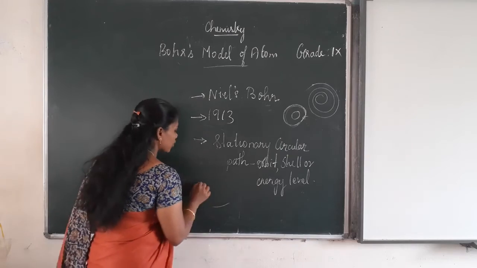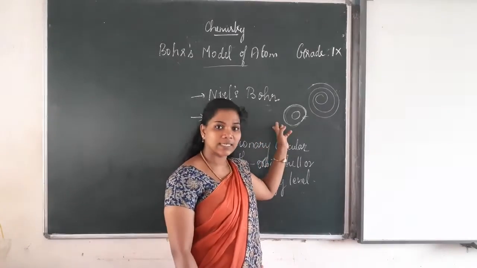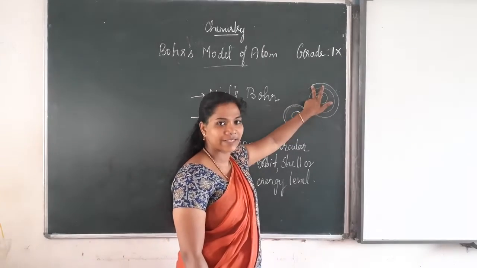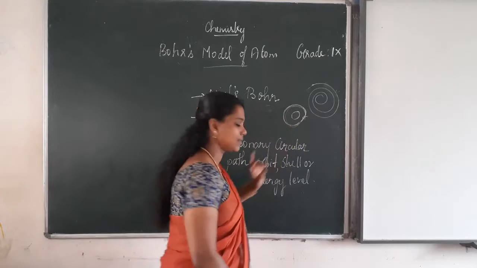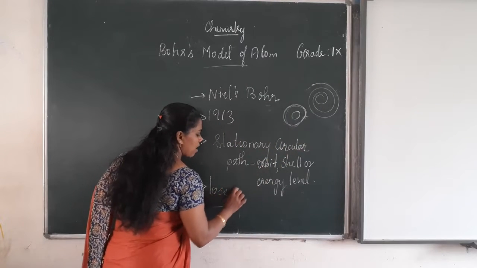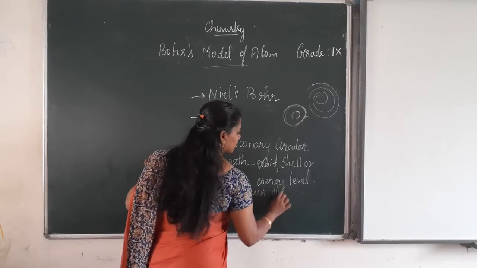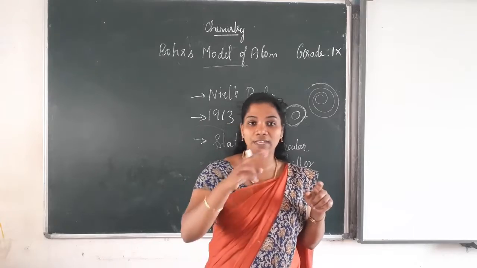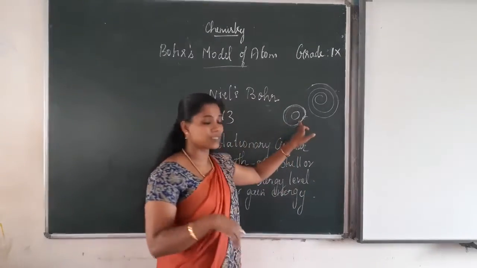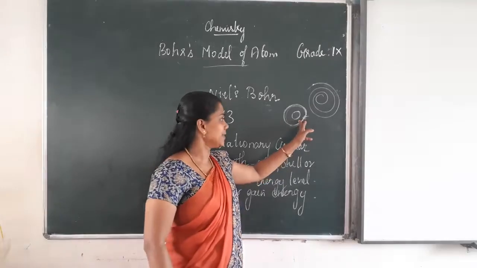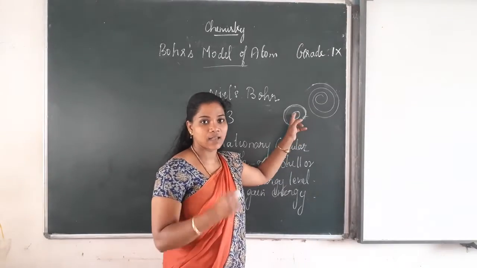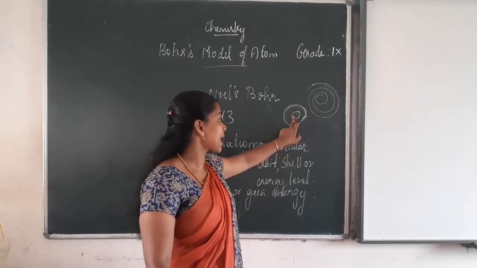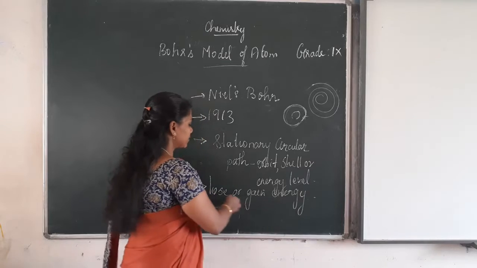Since they are rotating in the same path, if it moved up and down, it would lose energy and fall. Since it is moving in the same path, it does not lose energy and does not gain energy. So there is no possibility of the electron falling on the nucleus. Hence the atom will be what? Stable.